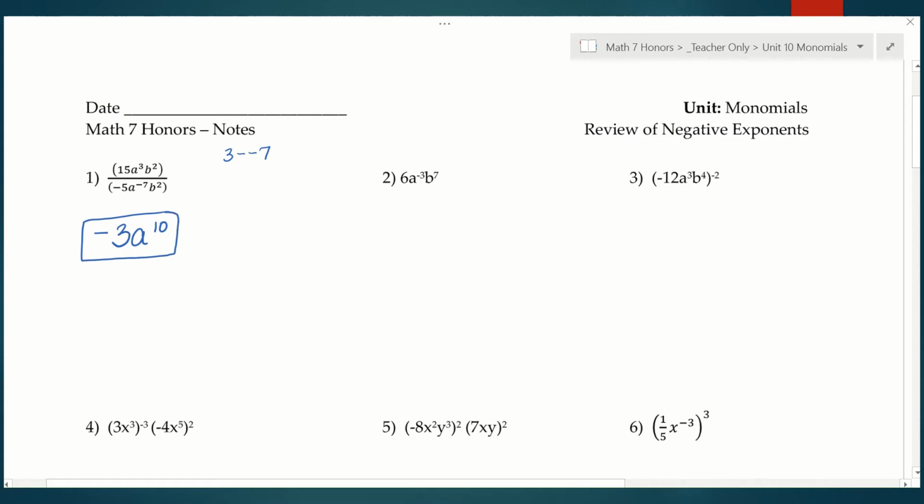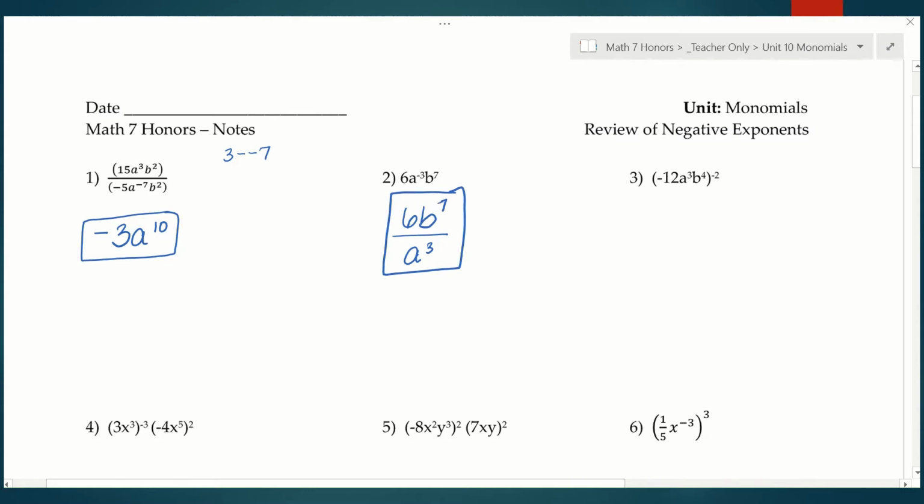Number 2, not much going on here. My only real issue is that I have a negative 3 for my exponent on a, and so I just need to get rid of that by rewriting this. So 6b to the 7th, that's going to stay in the numerator. A is going to go to the denominator and become positive. And that's it.